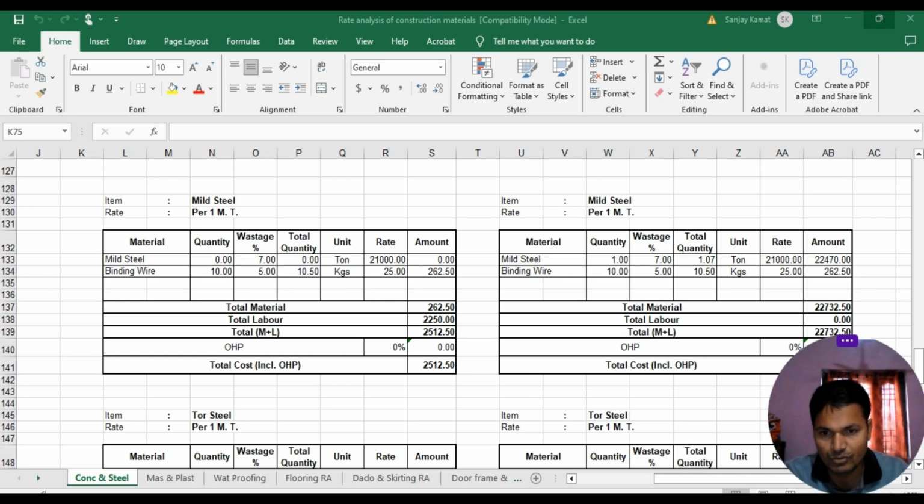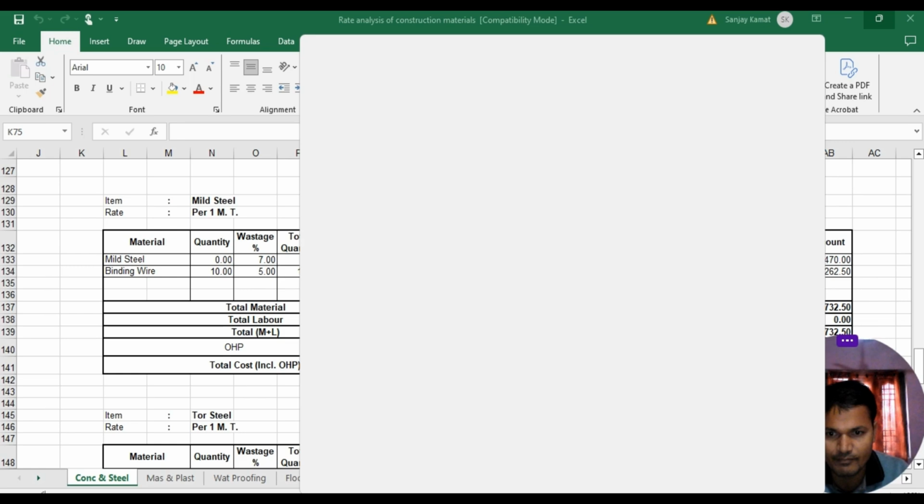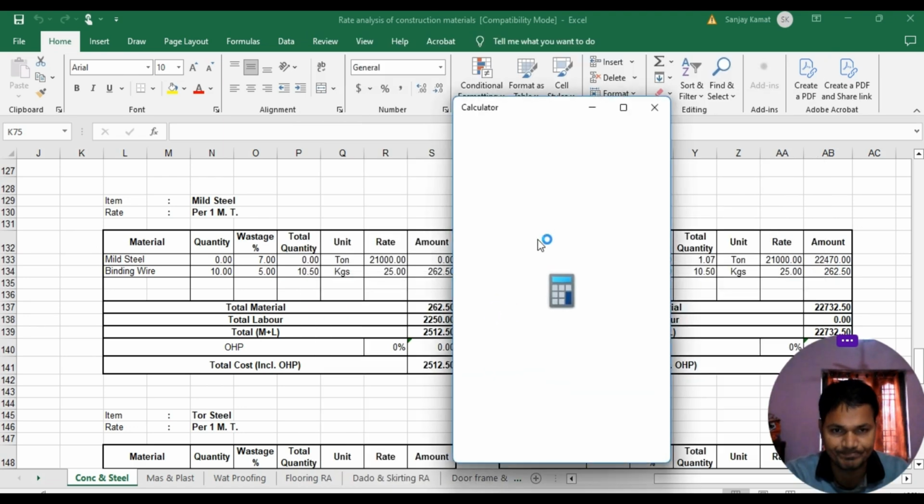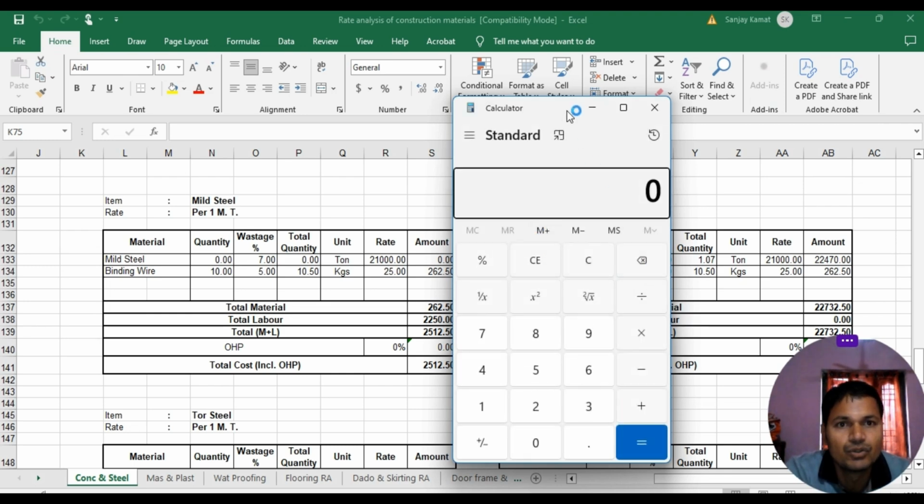The PC is hanging, okay. So let this file open, the calculator option. So now to calculate this, let us close.